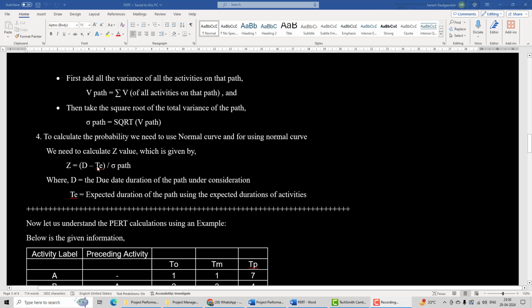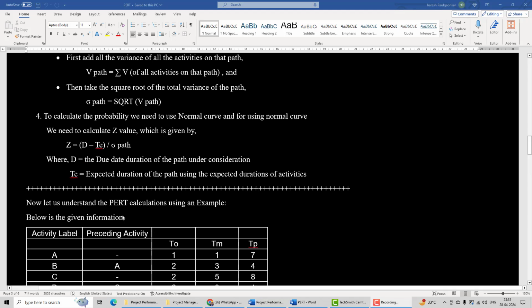The value of z can be calculated by this formula, D minus TE upon sigma of path, where D is the due date duration of the path under consideration. The client may give a due date for the project completion, and that is the D value. The expected duration of the path is TE, and using this formula we can calculate the z value, and then using the z value we will use the table and calculate the probability.